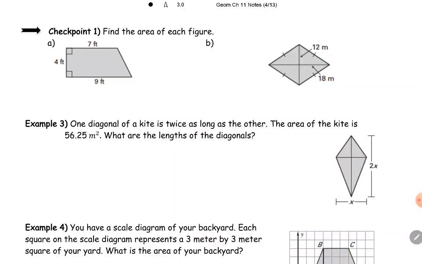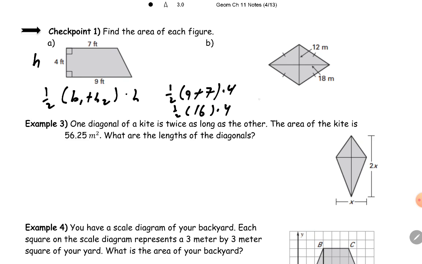Alright, let's do some more. We have a trapezoid. It's not a standard looking trapezoid, but it is a trapezoid nonetheless. This one gives us our height. So 1/2 base 1 plus base 2 times height. So 1/2 of 9 plus 7 times 4, which is 1/2 of 16 times 4, which is 8 times 4, which is 32 square feet.